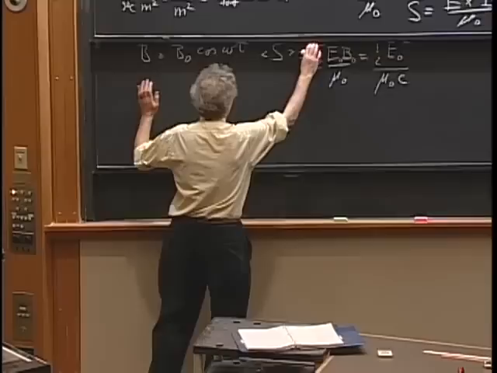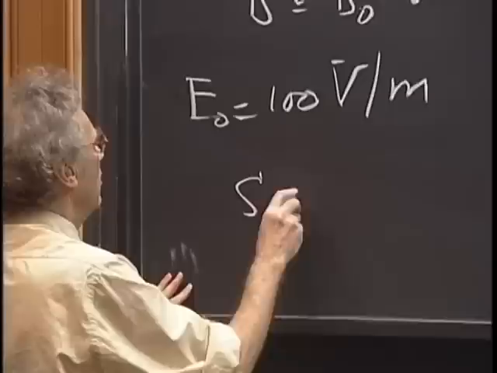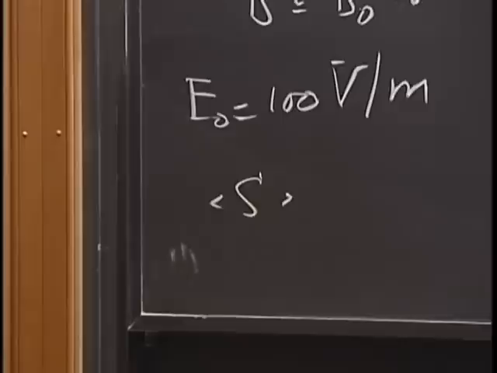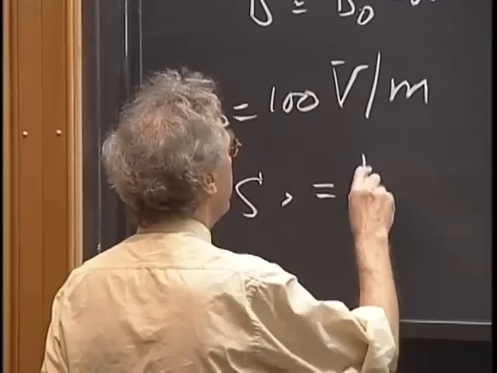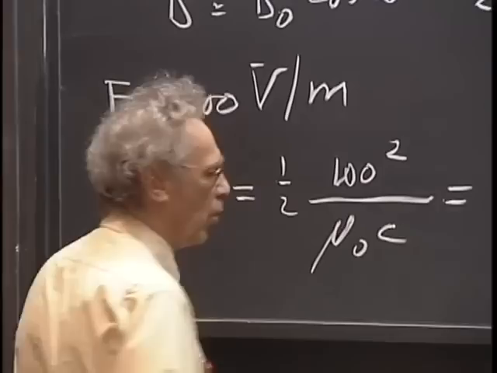So let's take an example. Suppose we have an electromagnetic wave whereby E0 were 100 volts per meter. Then I can calculate now, and it is a traveling electromagnetic wave, I can calculate what the average value of the Poynting vector is. So that would become 1/2 times 100 squared divided by mu 0 times C. And if you do your homework on that, you will find that it is 13 watts per square meter.